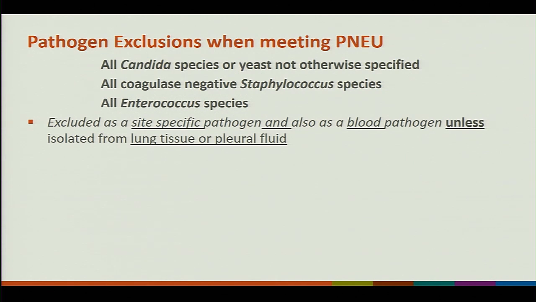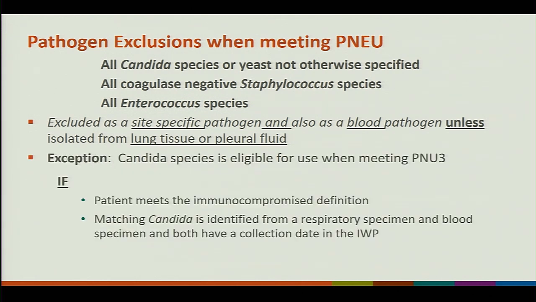For pneumonia, all Candida species or yeast not otherwise identified or specified, all coagulase negative staph species, and all Enterococcus species are excluded for use unless they have been identified in a lung tissue or a pleural fluid. Those are two specimens that should be sterile. So if you identify anything out of there, we're not going to preclude you from using it to meet the surveillance definition.